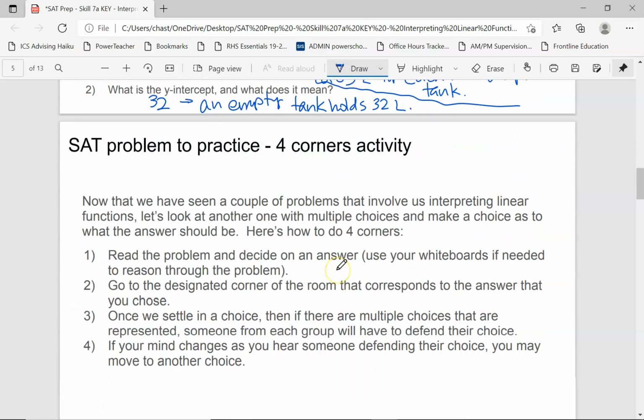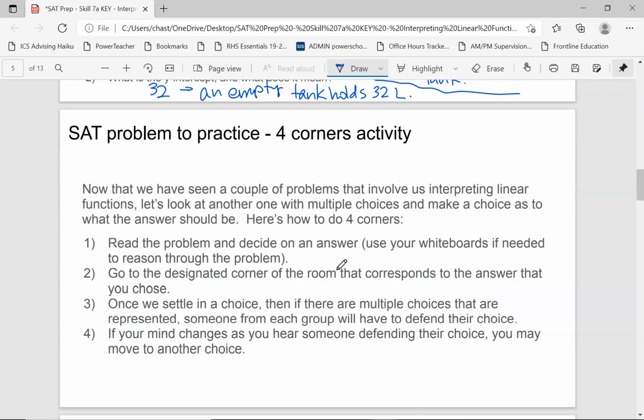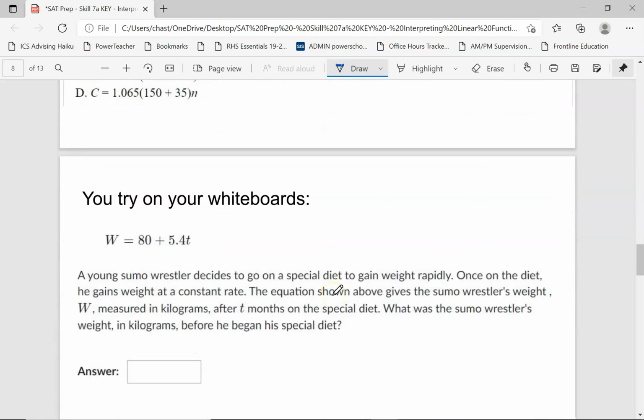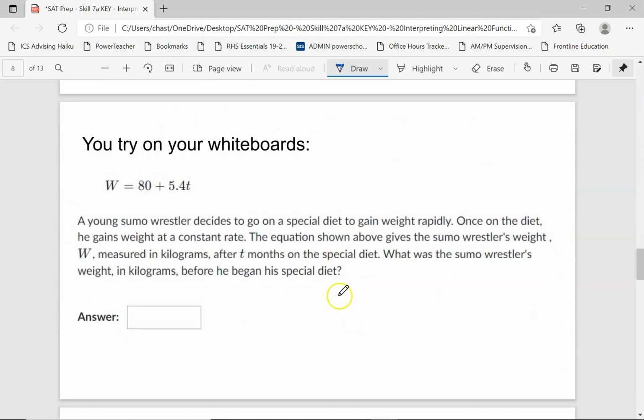All right. In class, you're going to get to do a 4 corners activity. So what I do not want to do is go over these on this video or put them on the key, because I want you all to do these in the classroom. So just look through them and see what you can figure out. Okay. Here are a couple 4 corners. I will go ahead and try these whiteboard ones though.